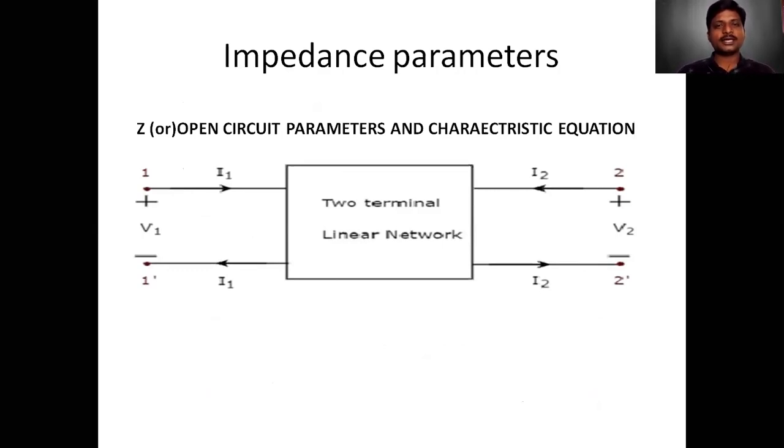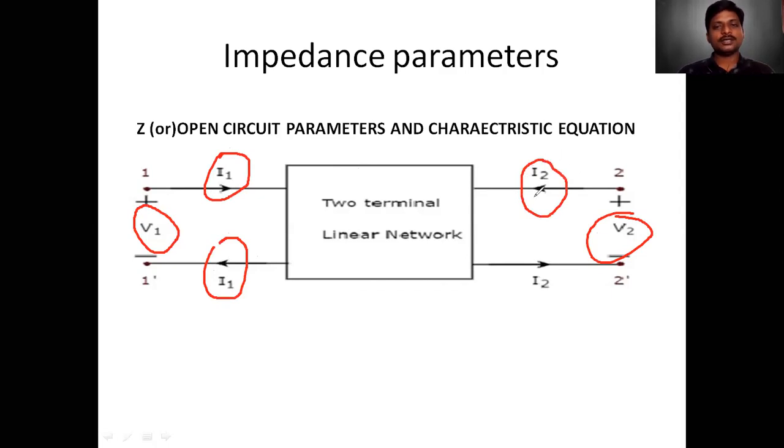Suppose you take a two-port network like this. As I told you already, this is a two-port network. When V1 voltage is applied across the input port and V2 is applied across the output port, current I1 is entering through terminal 1 and leaving through terminal 1 dash. Similarly, current I2 is entering the network through terminal 2 and leaving the network through terminal 2 dash. This is how you have to assume.